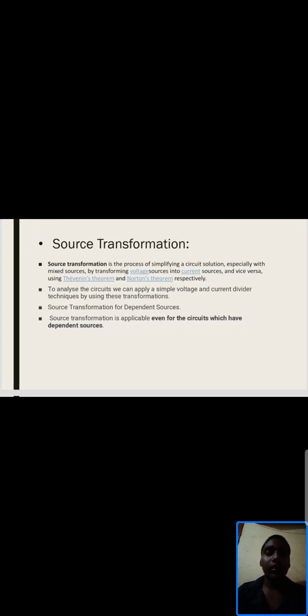Source transformation is the process of simplifying a circuit solution, especially with mixed sources, by transforming voltage sources into current sources and vice versa using Thevenin's theorem and Norton's theorem respectively. To analyze the circuits, we can apply simple voltage and current divider techniques by using this transformation. Source transformation for different dependent sources: source transformation is applicable even for circuits that have dependent sources.